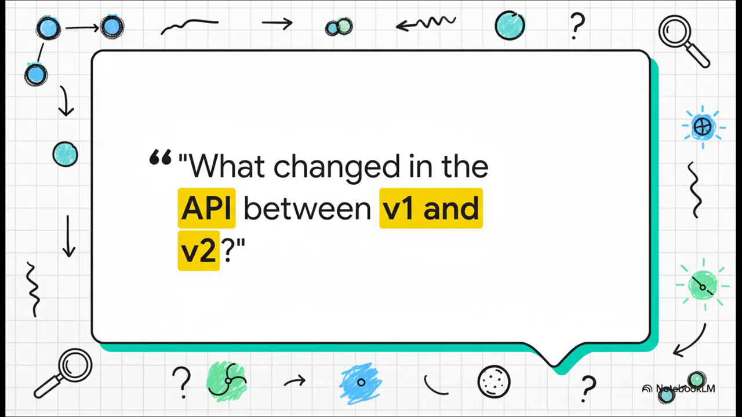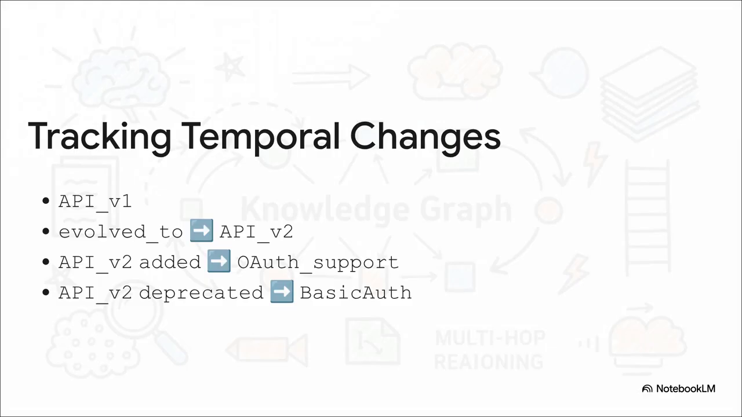How about this one? Understanding how things change over time. This is another area where just looking at individual documents is a nightmare. You really need to see the sequence of events. The graph can model this perfectly. The evolved_2 relationship acts as a bridge connecting the two versions. Then you have these other relationships branching off of API v2, telling you exactly what was added, like OAuth support, and what was taken away. You get a perfect, crystal clear summary of the changes.